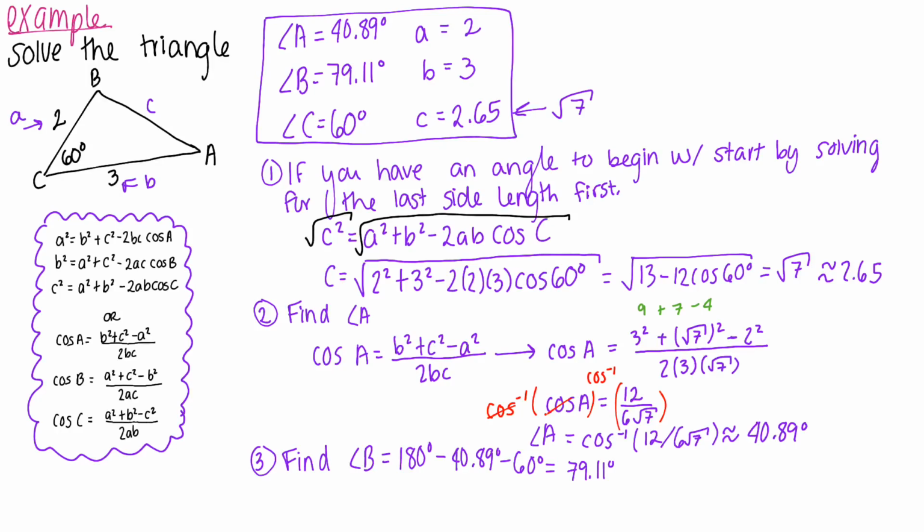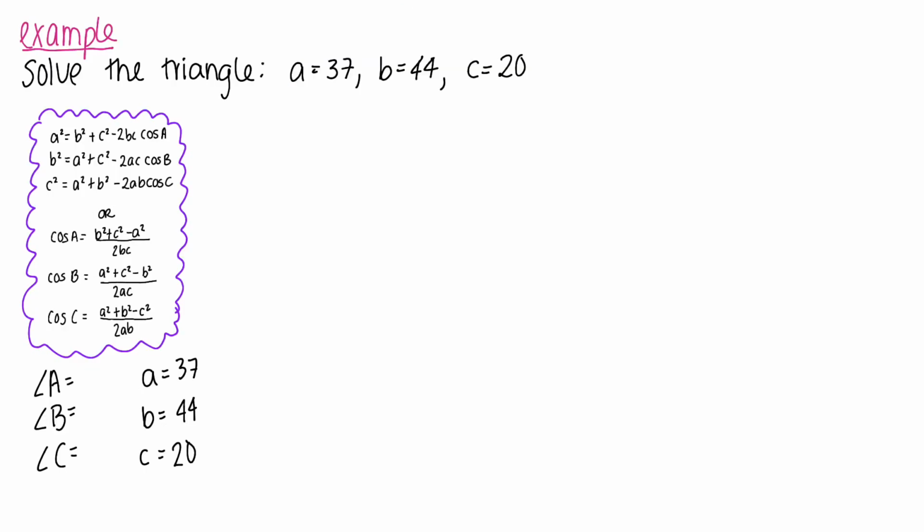Easy peasy. So let's go ahead and look at this one. This one I didn't even bother drawing a triangle for. I'm just gonna go ahead and write down A, B, and C here. So we're given 3 different side lengths. This is a side situation. All we are missing are the angles.